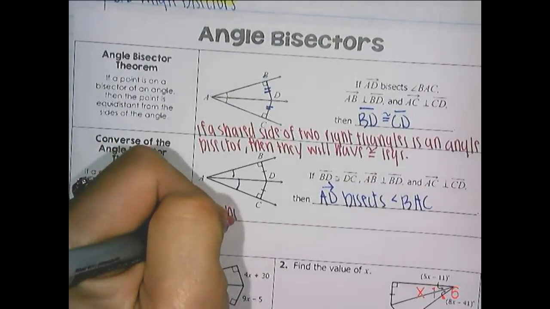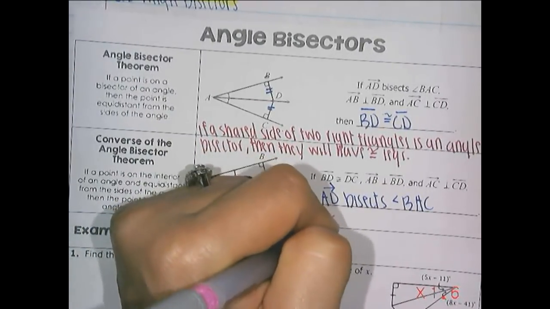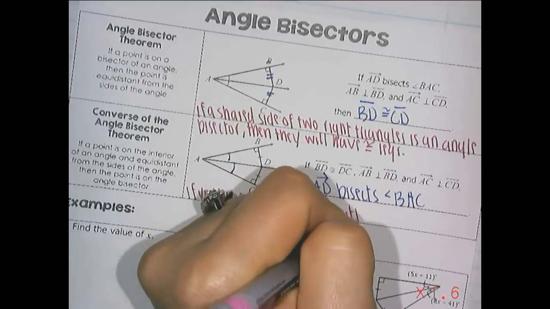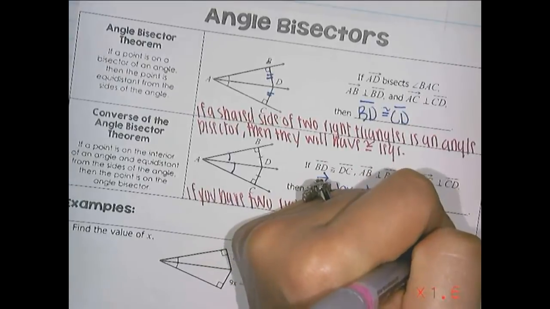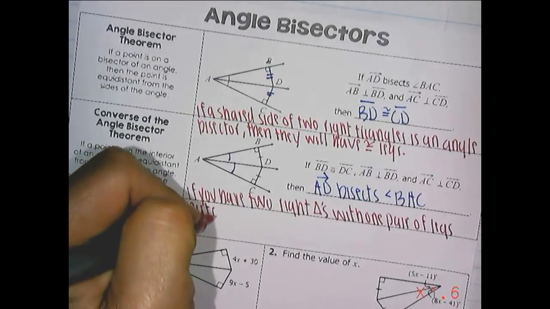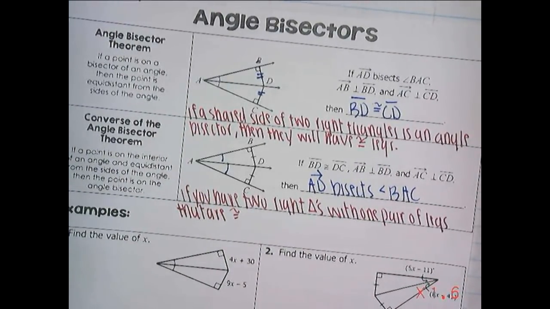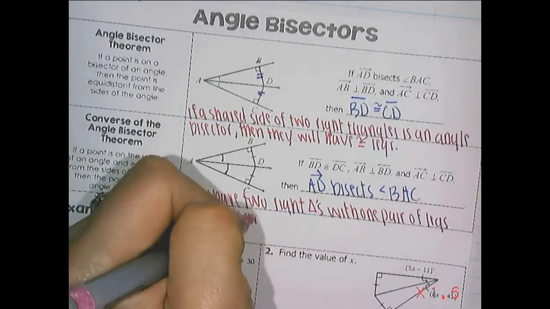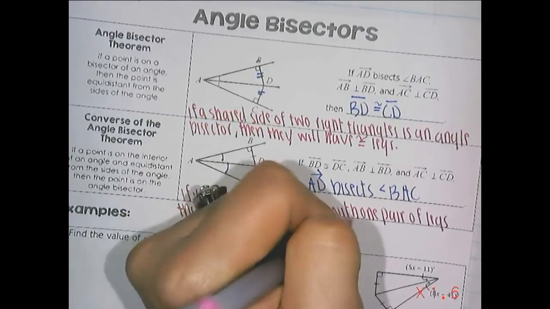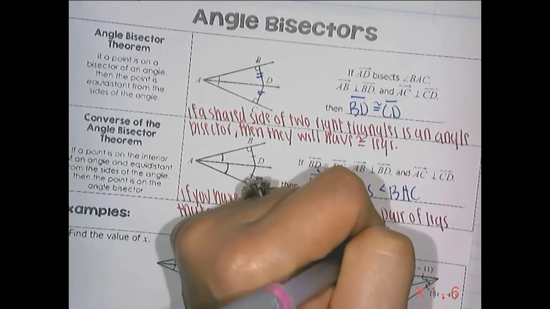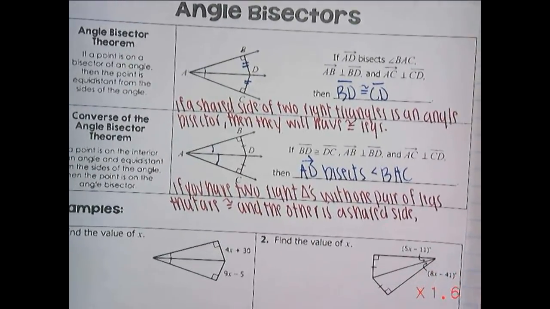if you have two right triangles with one pair of legs that are congruent, and the other is a shared side, the shared side will be an angle bisector.